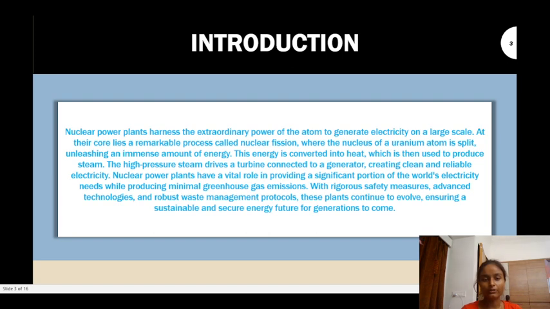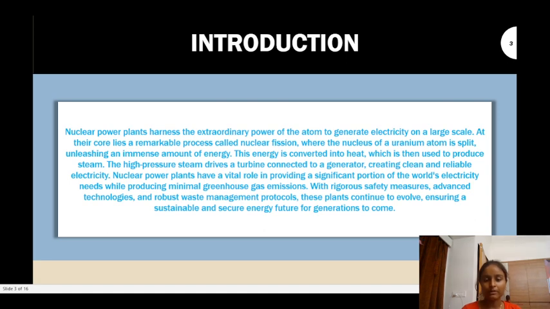So for the introduction, a nuclear power plant harnesses the extraordinary power of the atom to generate electricity on a large scale. At their core lies a remarkable process called nuclear fission, where the nucleus of an uranium atom is split, unleashing an immense amount of energy. This energy is converted into heat, which is then used to produce steam. The high pressure steam drives a turbine connected to a generator, creating clean and reliable electricity.